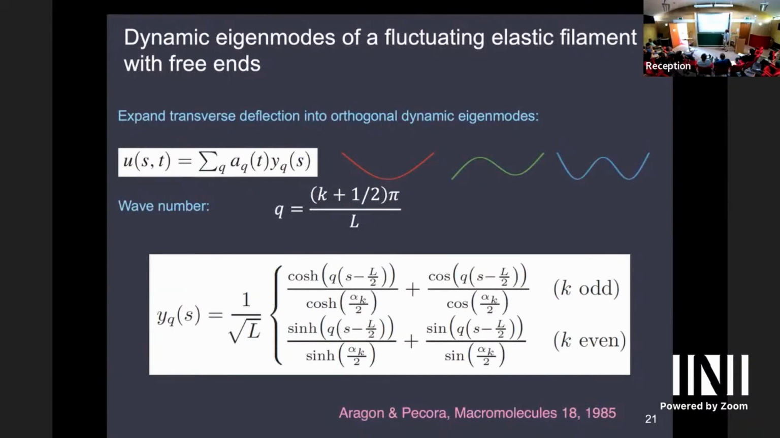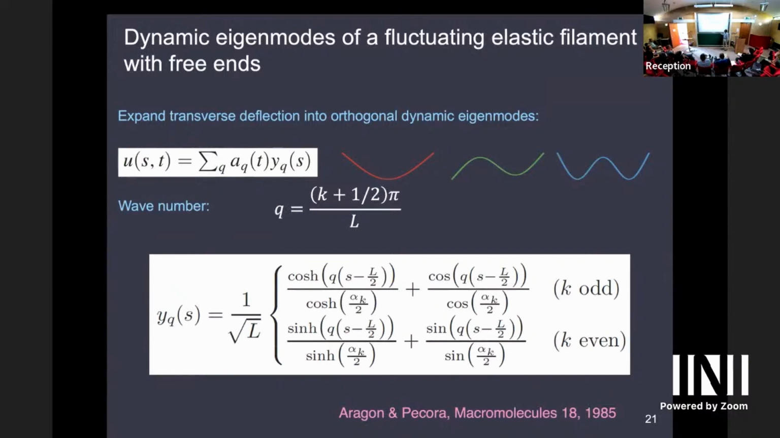And these transverse deflection eigenmodes, this goes back to a paper of Sergio Aragon and Bob Pecora in the 80s when they were working on DNA dynamics. It's just a slightly complicated hyperbolic cosine and sine form that takes into account that the ends are free. If it's a continuous filament, you can do sine and cosine, but if it's a filament with open ends, you have to do a slightly more complicated form of the eigenmodes.